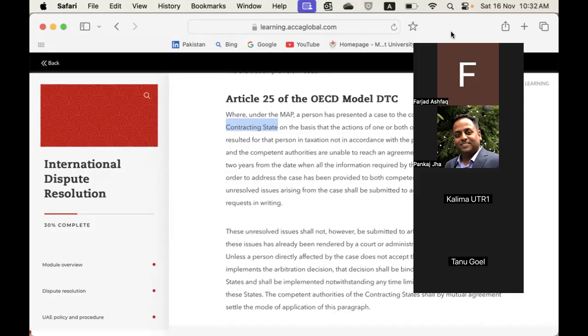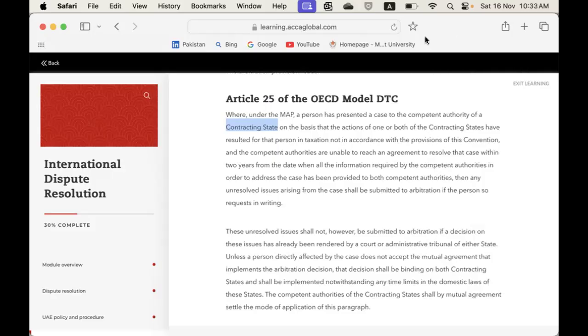But anyways, what Haya said, please remember when we have a double tax agreement, in that agreement there are two countries. Both are referred to as the contracting state. That's something for us to remember.